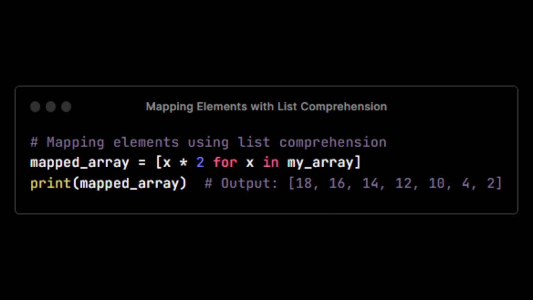Mapping elements with list comprehension. List comprehension also allows you to transform the elements of an array by applying an expression or function to each element. In this example, the list comprehension x*2 for x in my_array multiplies each element in my_array by 2, creating a new array with the transformed values.